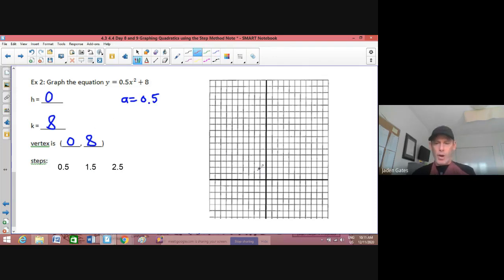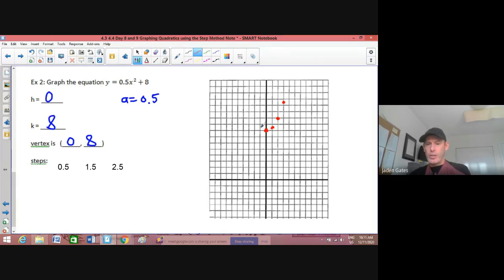All right. So I graph my vertex. Should see 2, 4, 6, 8, way up here. All right. Now I follow my step pattern. Over 1, but only up a half. Then over 1, and then up 1.5. Then over 1, up 2.5. There we go. Again, parabola symmetric.